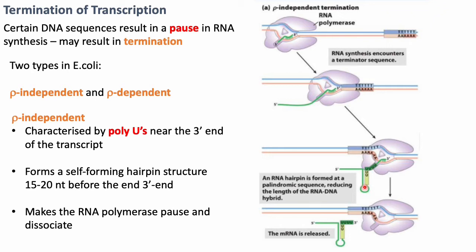And this makes the RNA polymerase stop. So it pauses and then dissociates. And then the messenger RNA can be released. So that's in the case of Rho independent termination.